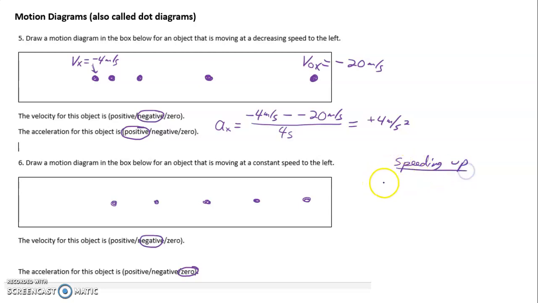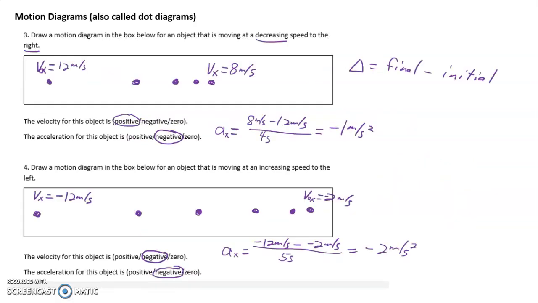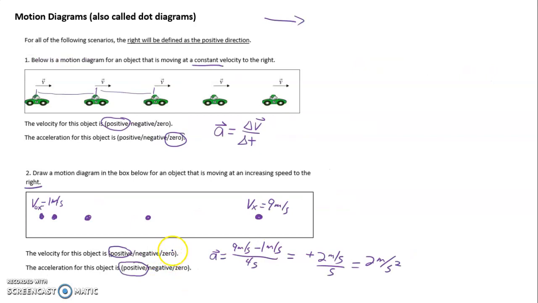So speeding up happens when velocity and acceleration are in the same direction. We could say the same sign. And that happened in, let's see, case 4, we had speeding up. We had negative and negative. And in case number 2, positive and positive.